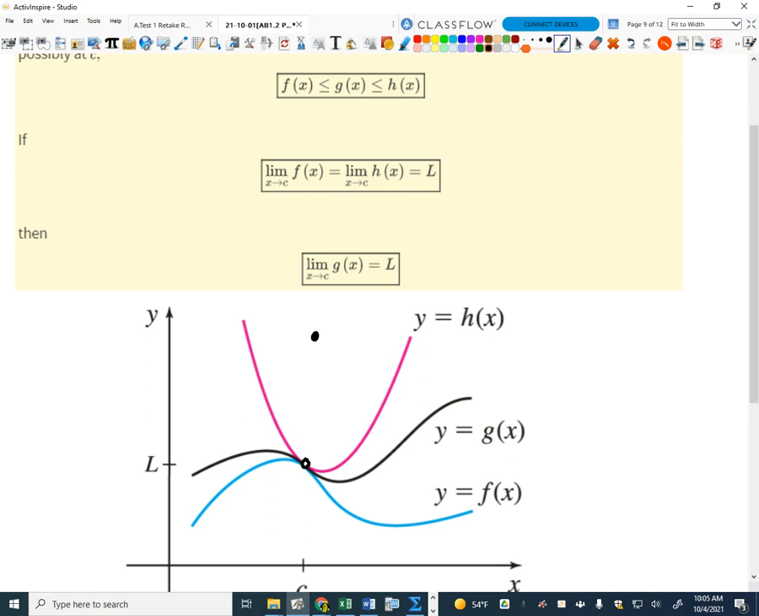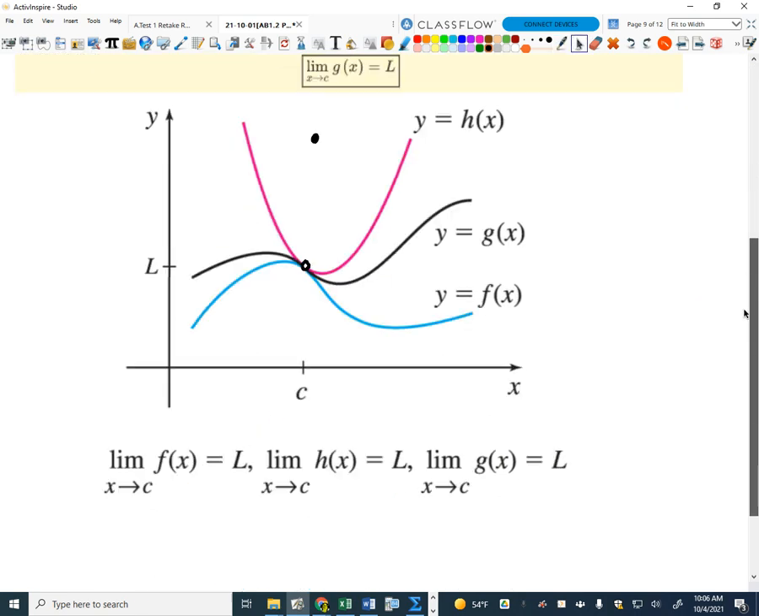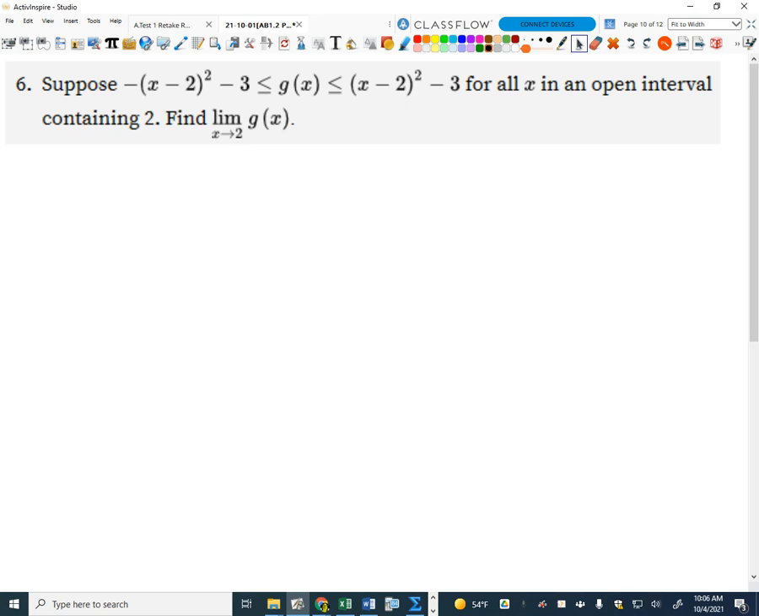Limit just wants to know what value the ant thinks he's approaching, and if we know that for all values except c, the middle function is between the bottom and top functions, and the limit of the top and bottom functions converges on the same value, then the middle function has to be squeezed to that same limit. You give me 1 to 5 on that concept. Okay, good. All right, so then how do we use this? Well, we use this in a number of ways.